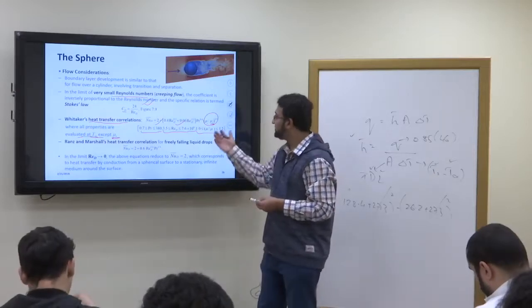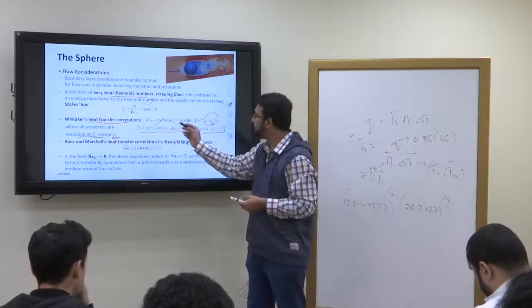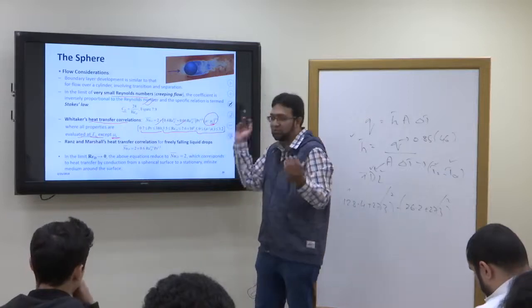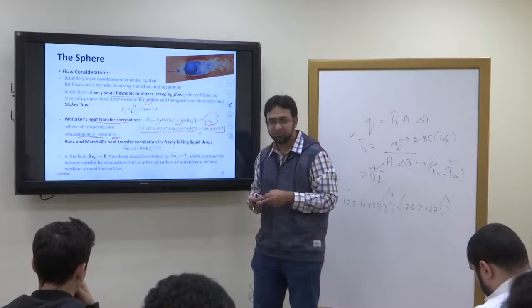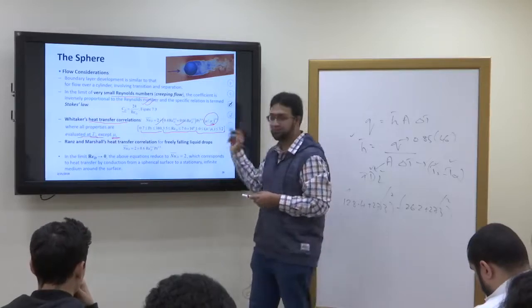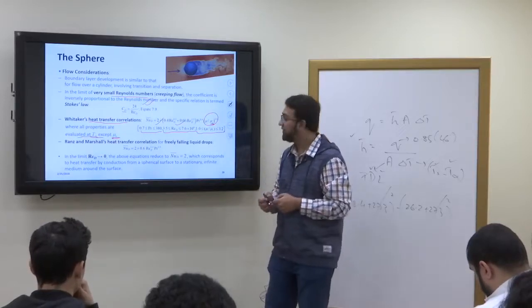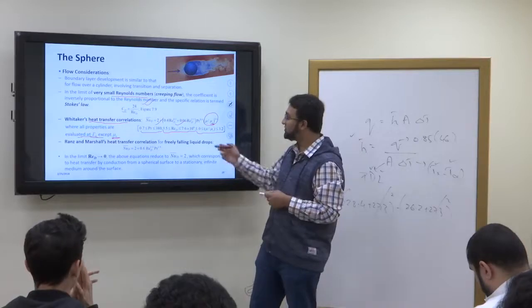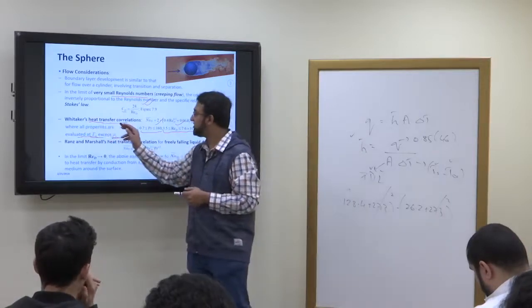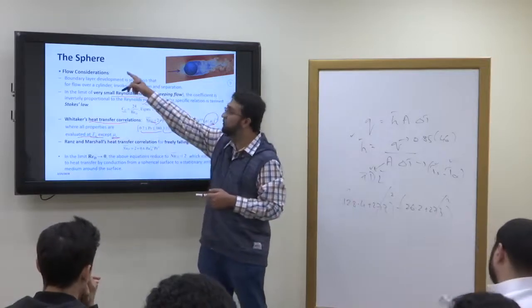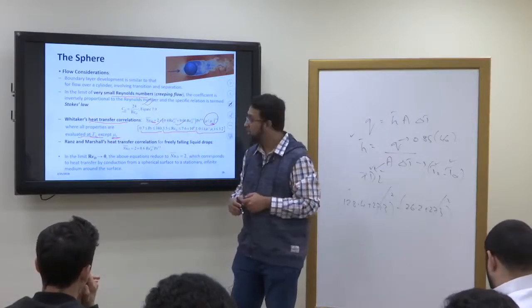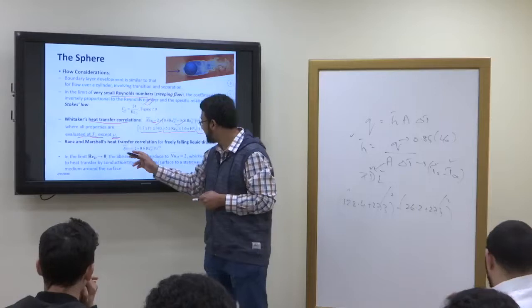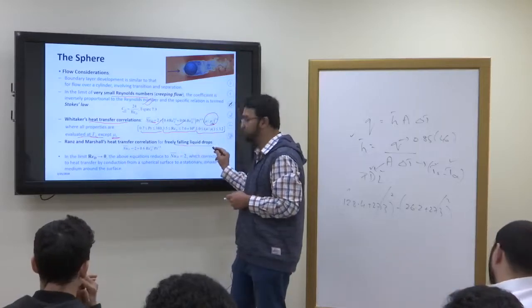So it's very simple. It depends upon Reynolds number, Prandtl number, mu s. All properties should be determined at T infinity except for mu s. Okay. So this is the Whitaker heat transfer correlation for flow across a sphere. Okay. Now suppose if it is a free falling liquid drop.